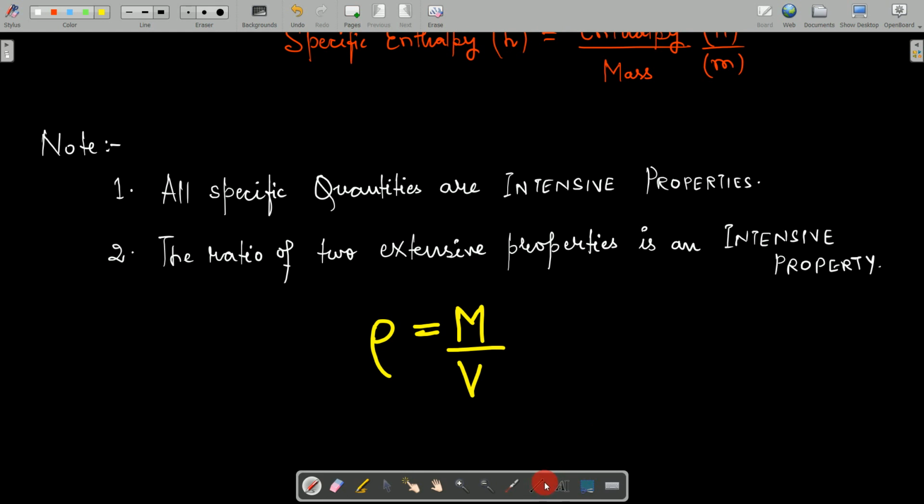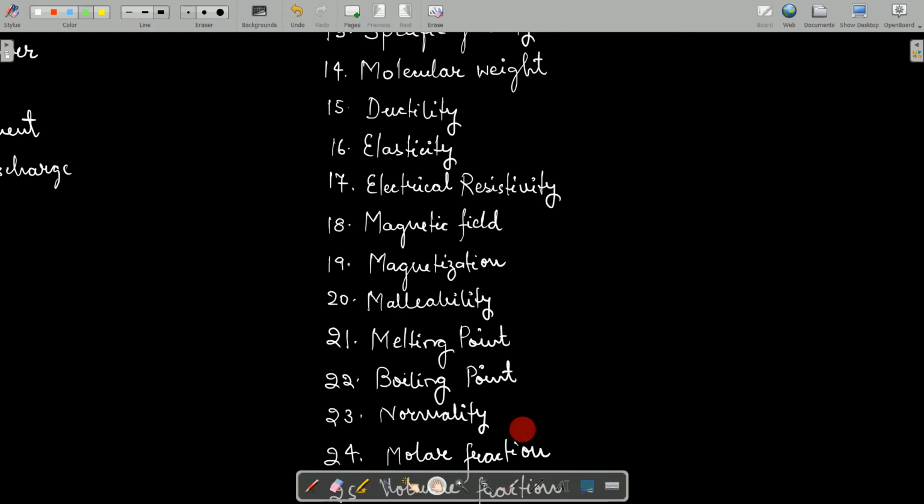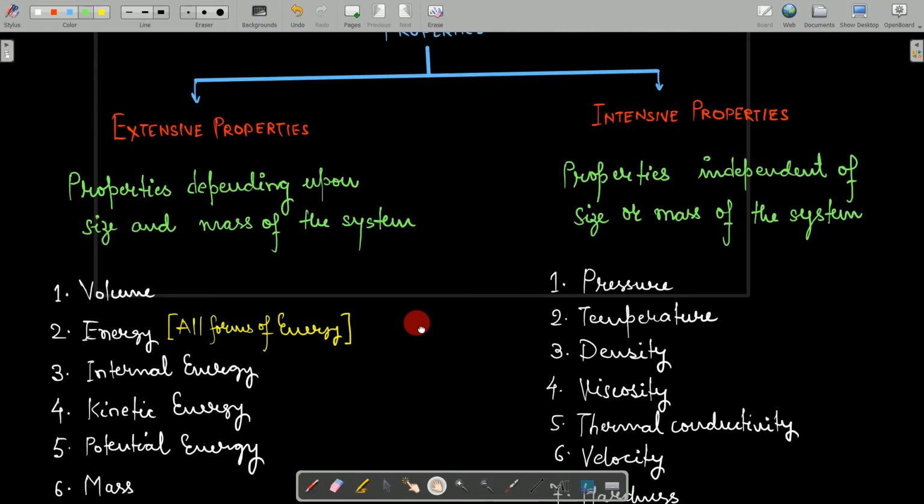But what I told you is that the ratio of two extensive properties is always an intensive property. So you can see here mass is an extensive property, volume is an extensive property, so the ratio of these two extensive properties will always be an intensive property. I hope you got a very clear idea of extensive and intensive properties and what a property is.